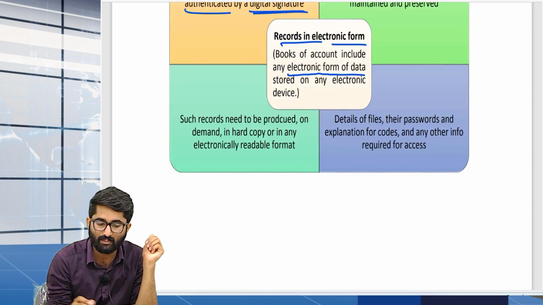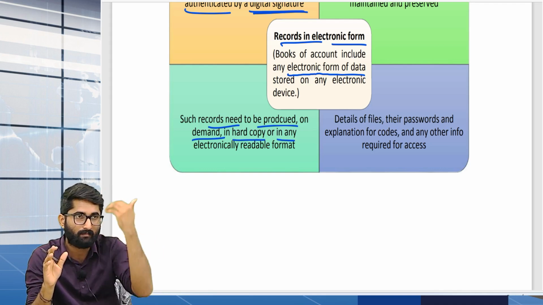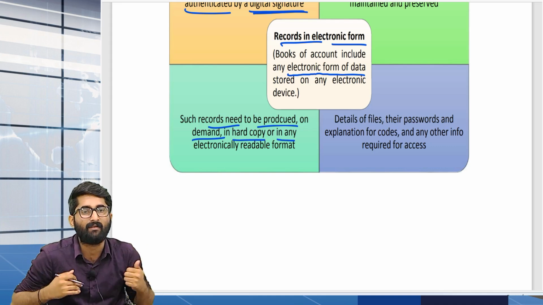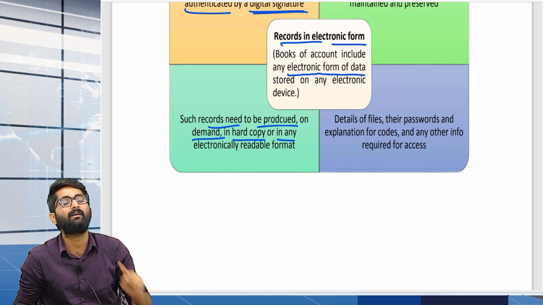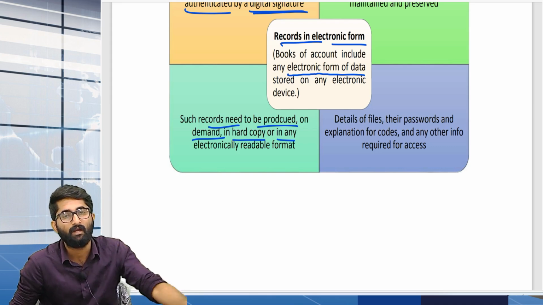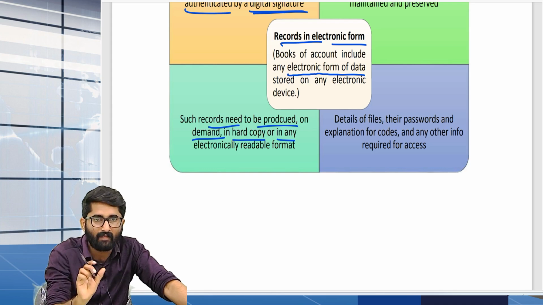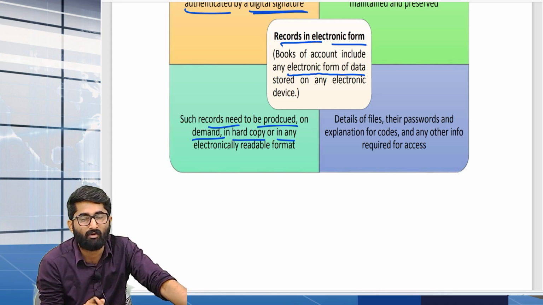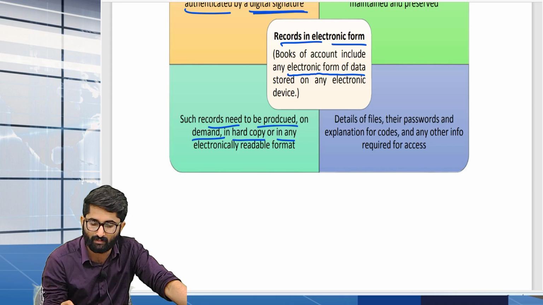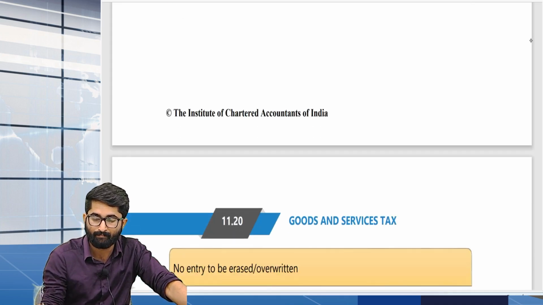At the same time, such records need to be produced on demand in hard copy. See, if you have kept it in soft copy, and now the tax officer wants it in hard copy, printed form, then you have to give it in printed form. No matter how many pages there are, you have to give it in printed form. And if it is there in electronic form, if you are giving the pen drive, and the password is also there, or some codes are there, then that has to be given. The password and explanation for the codes should also be given.